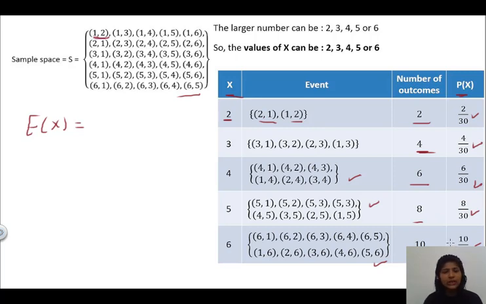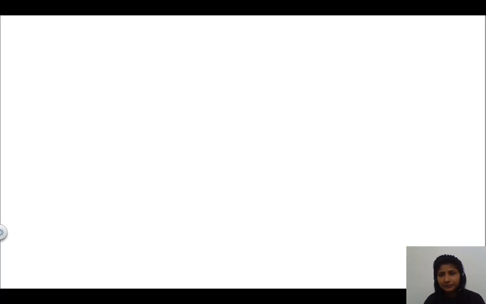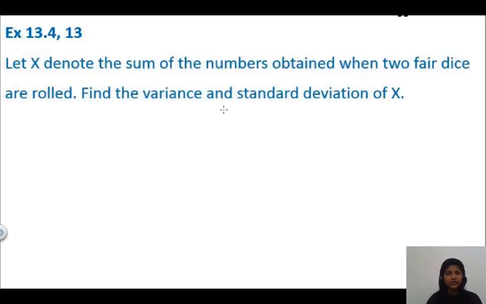Same formula applied to all the questions for mean. I think this is clear now. We'll go to the next question. Here comes the next question.